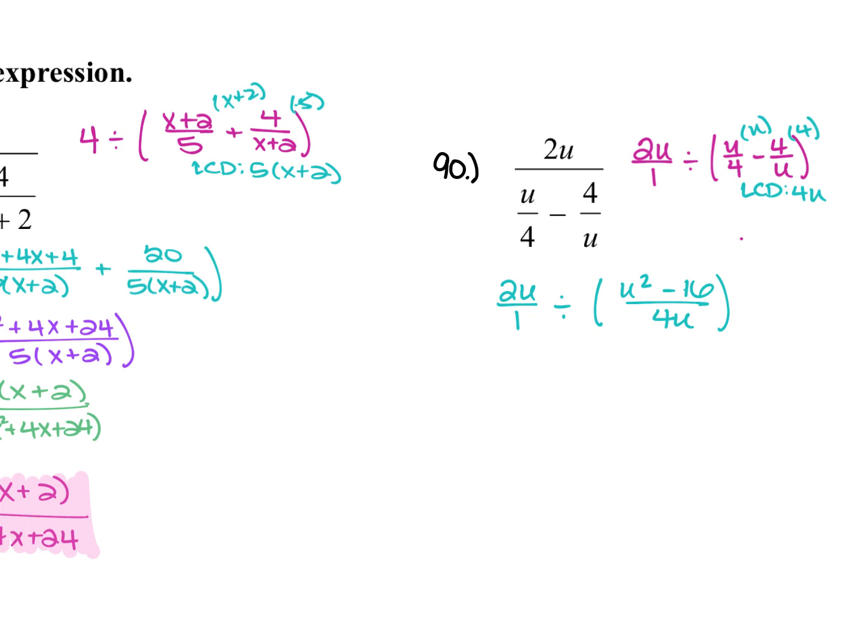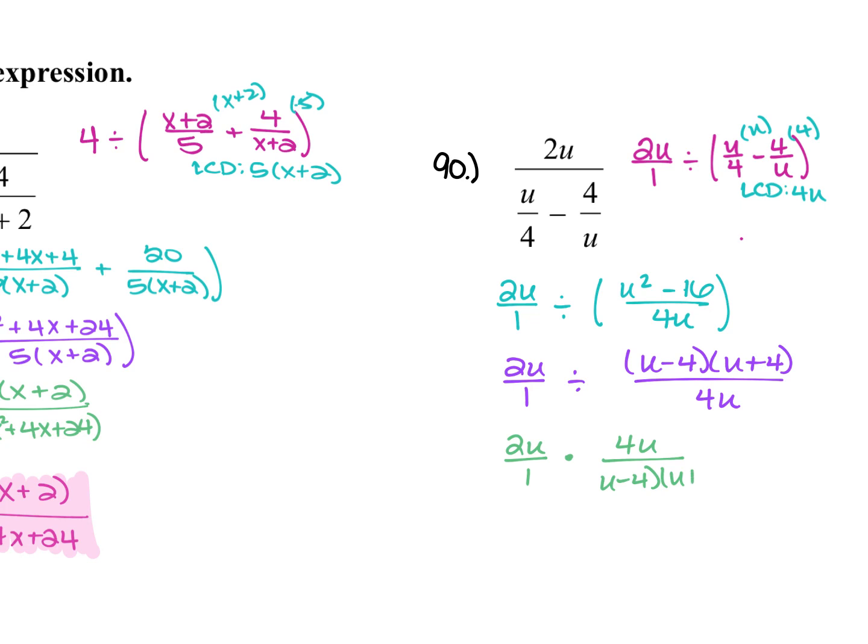Factor the u squared minus 16. It is a difference of squares, so that's 2u over 1 divided by u minus 4 times u plus 4, all over 4u. From here, we can keep change flip, and so that's going to be 2u over 1 times 4u over u minus 4 times u plus 4. We multiply straight across here, and we get 8u squared over u minus 4 times u plus 4.